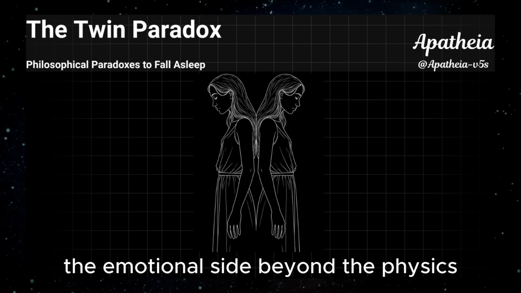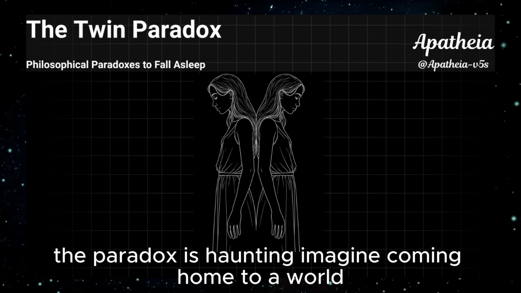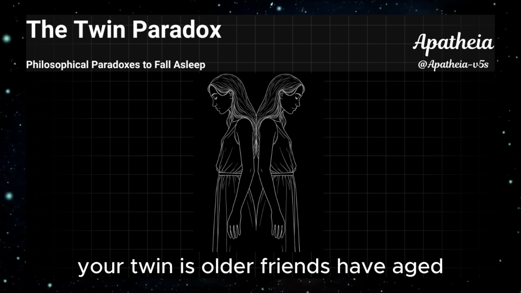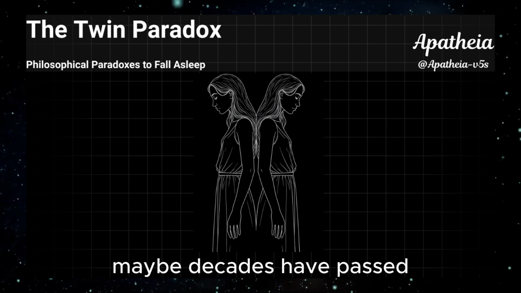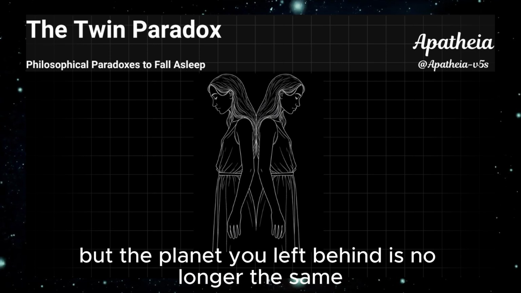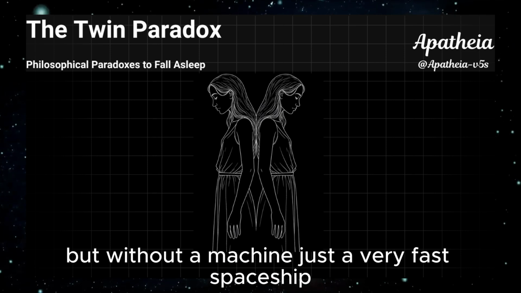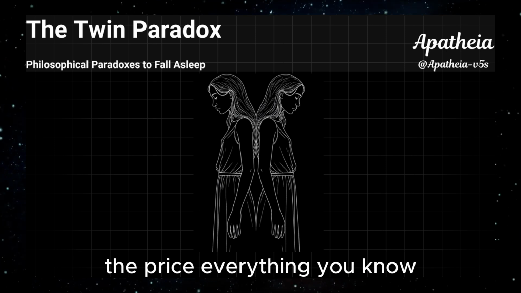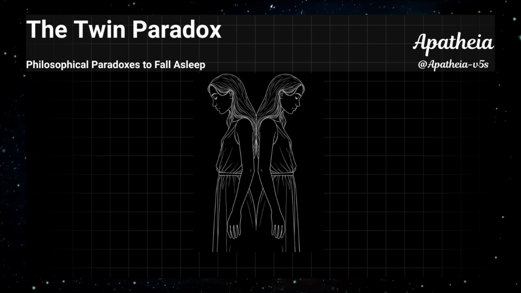The emotional side. Beyond the physics, the paradox is haunting. Imagine coming home to a world that has moved on without you. Your twin is older. Friends have aged. Maybe decades have passed. You've only lived a few years, but the planet you left behind is no longer the same. It's like time travel to the future, but without a machine, just a very fast spaceship. The price? Everything you know might be gone when you return.